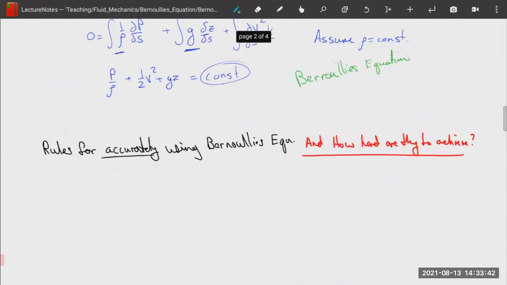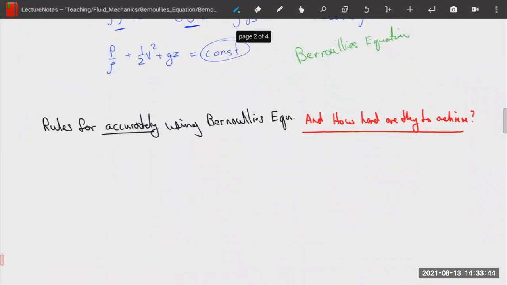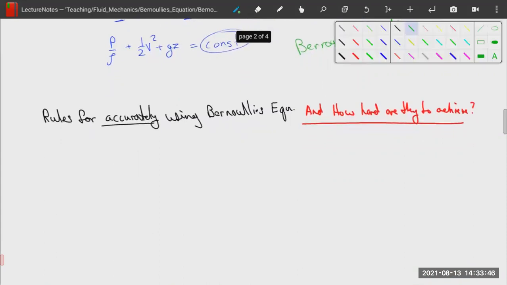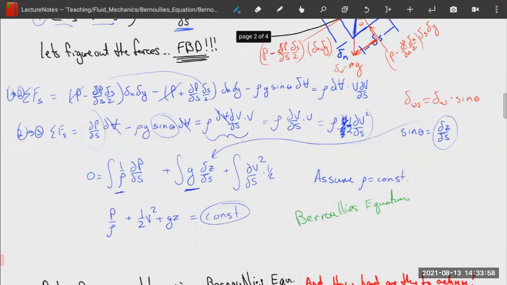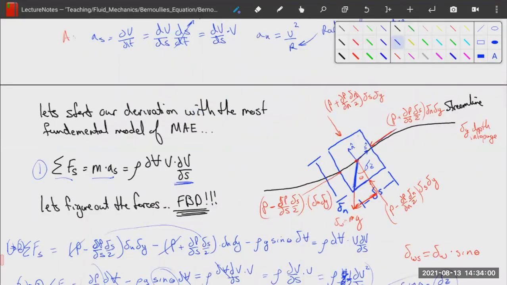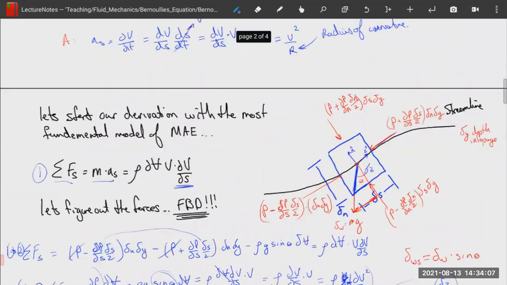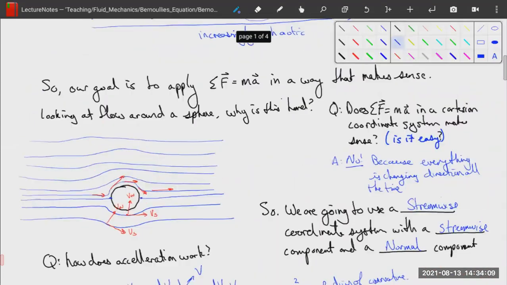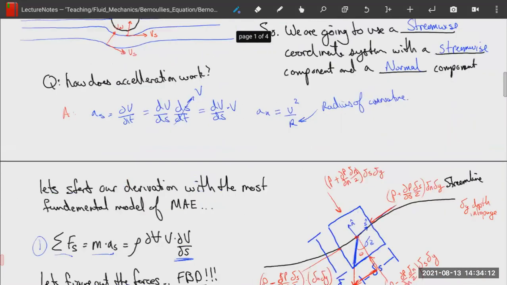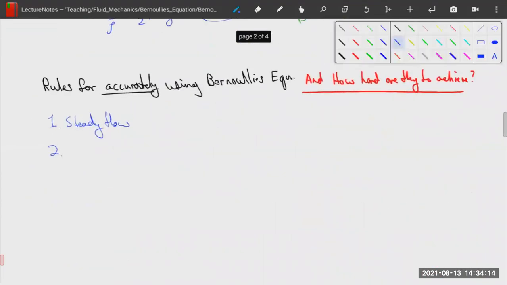So let's talk about the rules we have for accurately applying Bernoulli's equation. And we'll also talk about how hard they are to achieve. So number one, the rules. First rule, steady flow. Remember, because when we first did this, we had to do it along a streamline. And we don't have any time dependence in this whole equation. So since we don't have any time dependence, all our streamlines have to be the same throughout time, okay? So that's important, steady flow.